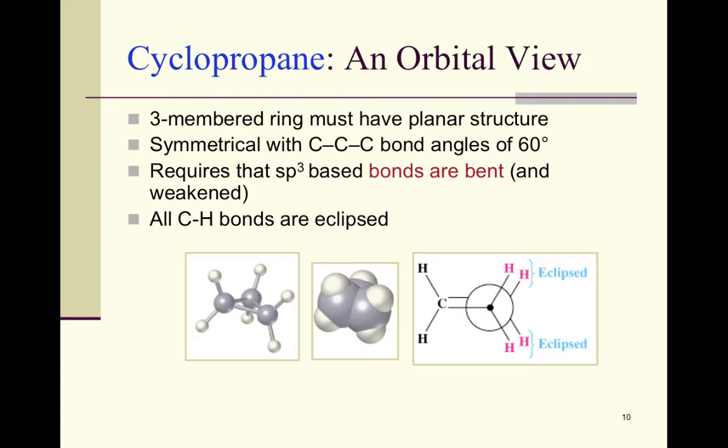Taking a look at our first cycloalkane, cyclopropane. It's a 3-membered ring, and it's planar because there's just 3 atoms. It's symmetrical with bond angles of 60 degrees. This requires that the sp3 bonds are bent, and they're going to be weakened. Additionally, what causes a lot of strain on this is all CH bonds are eclipsed. This drawing we have right here is the Newman projection of a cyclopropane. This is fair game on an exam, so be sure to practice writing the Newman projection of a cyclopropane.